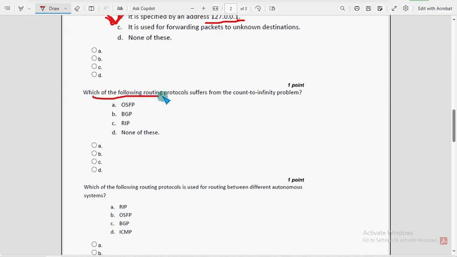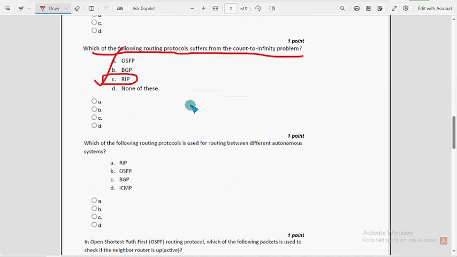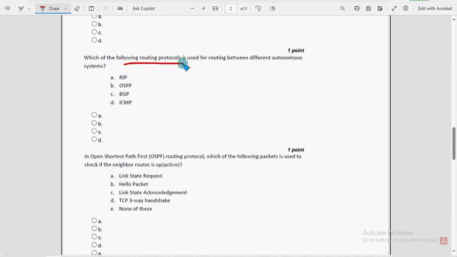Next, which of the following routing protocols suffers from the count to infinity problem? So 7th question, option C, RIP. Option C is the probable solution, guys. Next, which of the following routing protocols is used for routing between different autonomous systems? For the 8th question also, option C, BGP is the probable solution, guys. BGP.